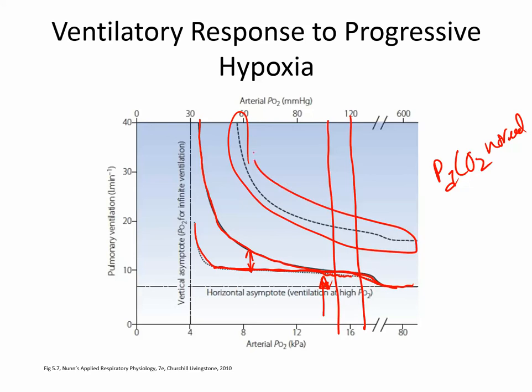This curve then represents what happens in the presence of hypercapnia or exercise. And as you'd expect then, at any given value for PO2, the minute ventilation is higher in the hypercarbic patient than in the patient who is not hypercarbic.